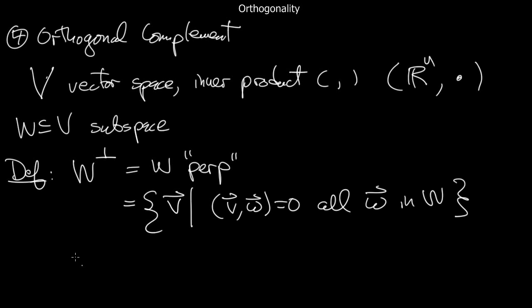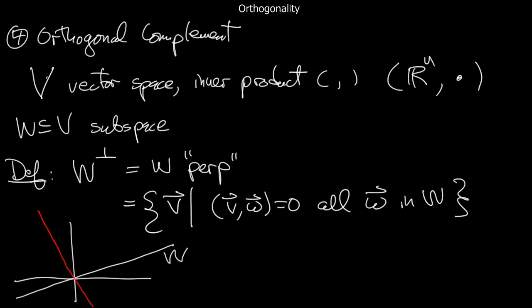So let's just draw the basic picture here. We have a subspace W like this. What are the vectors which are orthogonal to it? Well, they're just these guys here, the line which makes a right angle with W. So here's W perp. And it's quite easy to see that the orthogonal complement of a subspace is a subspace.